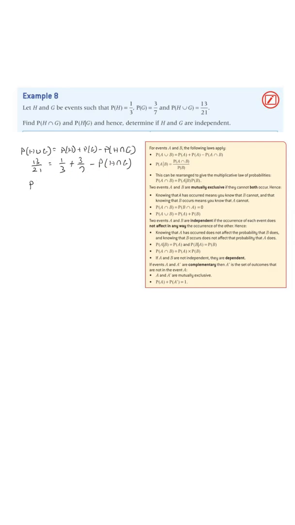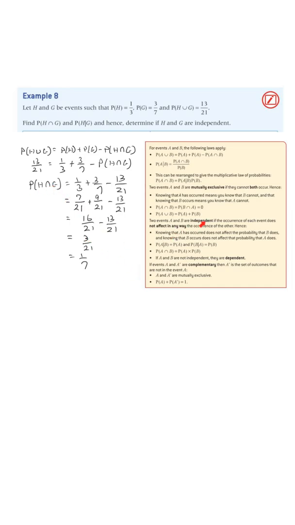So we've got the probability of H intersection G equals 1 on 3 plus 3 on 7 minus 13 on 21. The lowest common denominator looks like 21, so we're going to put this as 7 on 21, 9 on 21 minus 13 on 21. And that's 16 on 21 minus 13 on 21, which is equal to 3 on 21, which is 1 on 7. So what we just found was the intersection of H and G.